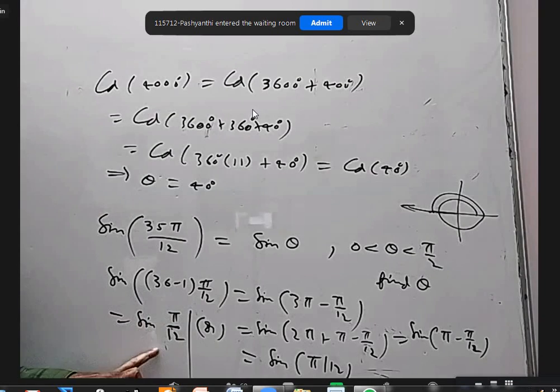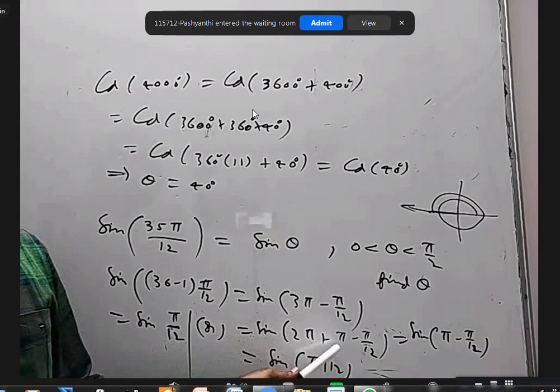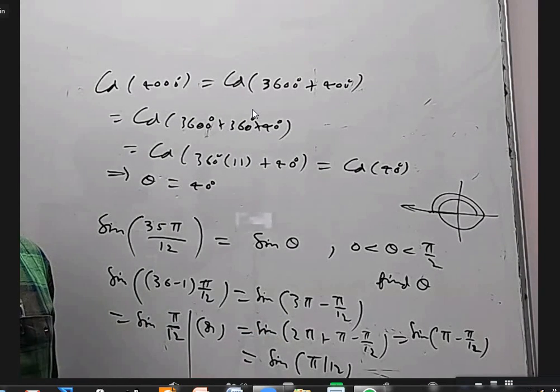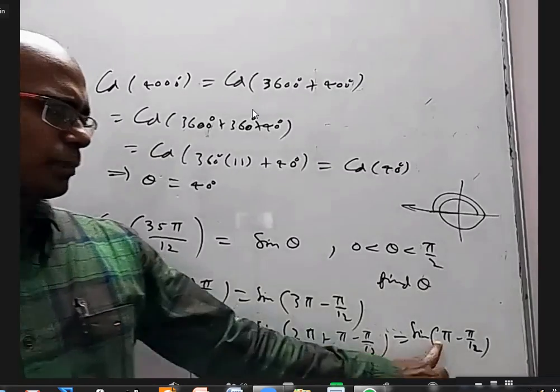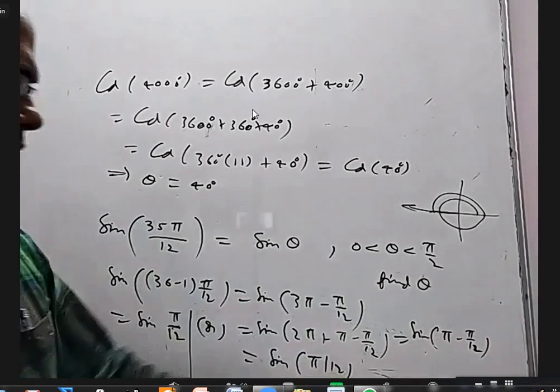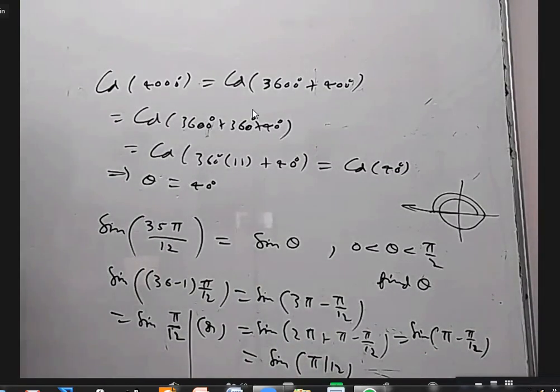If you are not able to say directly like this, write 3 pi as 2 pi plus pi. 2 pi means 360, you can neglect it, and you will be left with pi minus pi by 12. Sin of 180 minus theta is sin theta. Is it okay? Yes, sir.